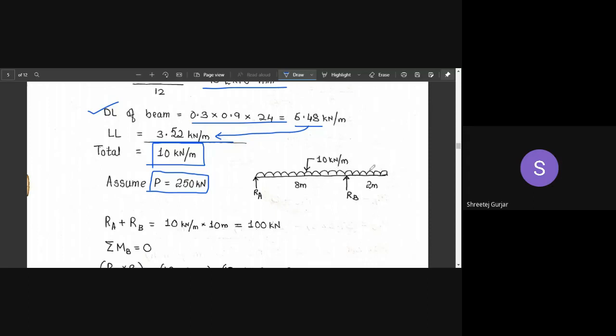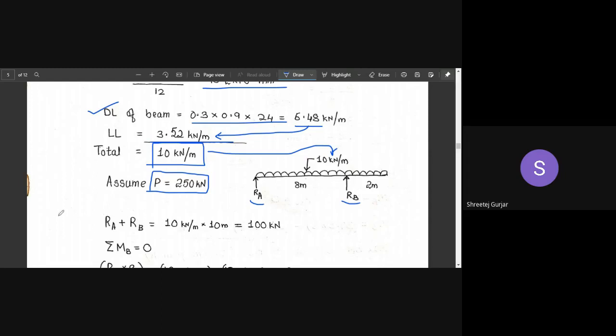So this is your free body diagram. This is just a free body diagram which I have drawn here. And this load is nothing but a total load which is applied over here. Total load 10 kilonewton per meter. So we need to calculate reaction RA and reaction RB. After we calculate that, we can draw your bending moment diagram. So the first thing that we need to determine is your support reactions.